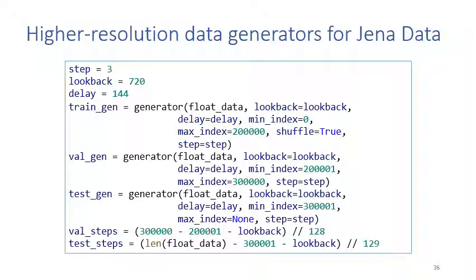To make sure our CNN RNN model has good performance, we need to prepare higher resolution data. We can do that by just changing the step. Previously the step was set to 6. Now we set the step to 3. Then that will generate the higher resolution data.